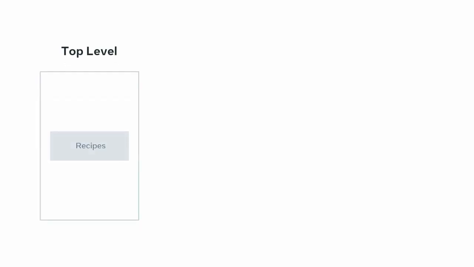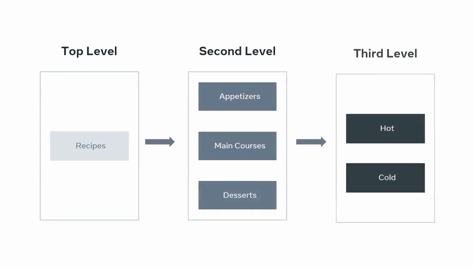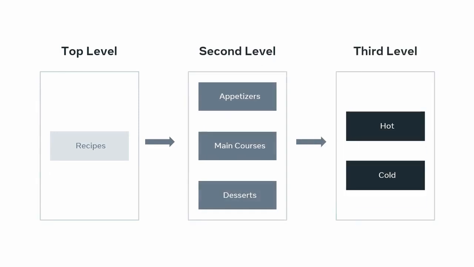Recall that you can move from the top level recipes folder to the next level appetizers, which contains the hot and cold folders. Start by calling findRecipe with the recipes folder. The file is not there, so the if condition fails. The function continues by calling itself for each folder inside recipes, starting with appetizers. Appetizers does not contain the file, so findRecipe is called for each of its folders.